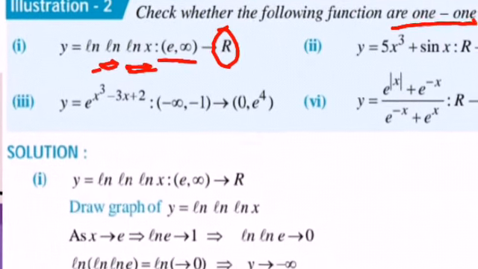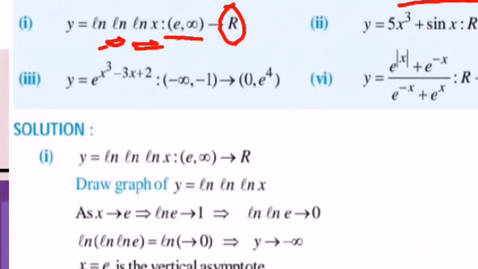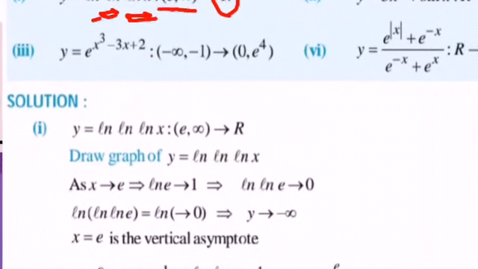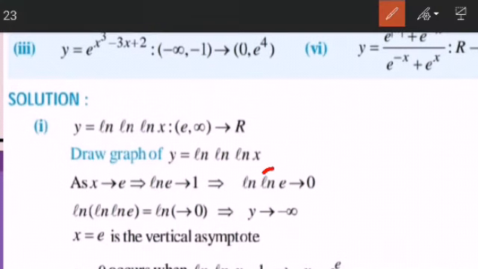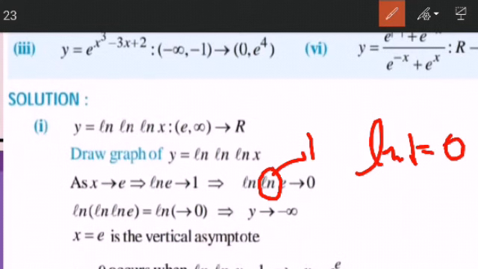So now let's start. If we consider a graphical approach, as x tends to e, ln e equals 1. So ln of ln e means ln of 1, that is 0. And ln of ln x at that point, ln of 0, that is minus infinity.